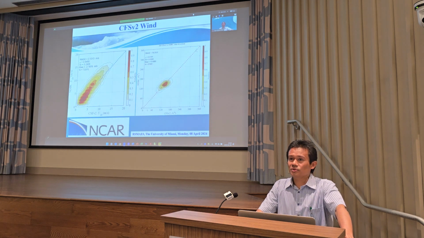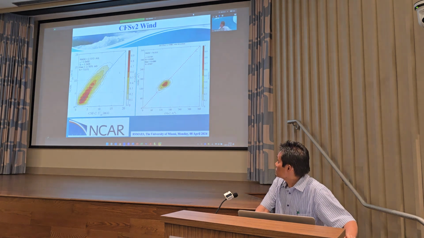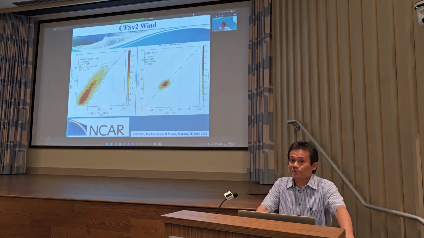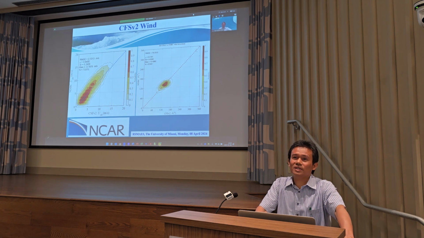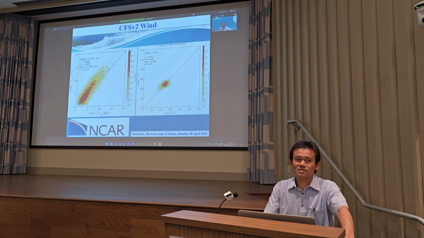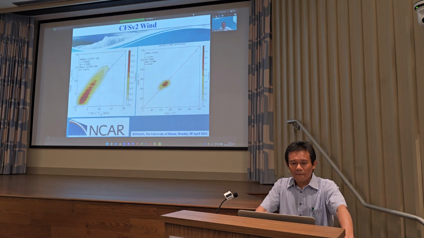How good is the wind we input to the model? We can see how good the wind obtained from NCAR is. For the directions, they're almost very good. But for wind speed, we can see that the high wind speed is underestimated by CFSR. However, that's the wind that we had. We did try other winds, but we got even worse. So this is all that we can get.